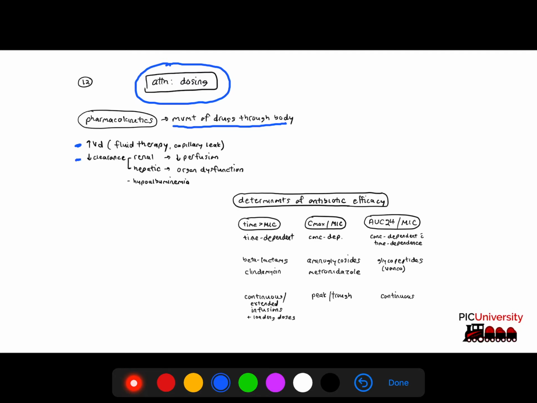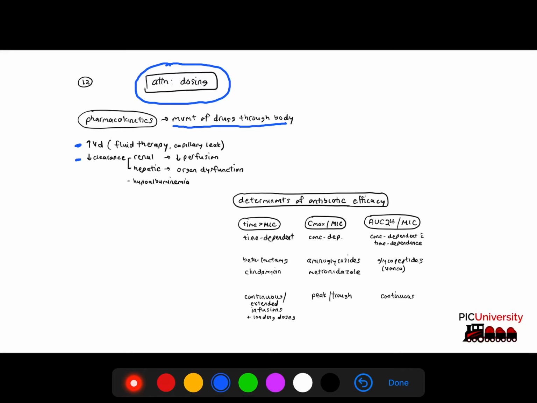Additionally, patients with septic shock often have decreased clearance of antibiotic agents, and this can be due to both renal and hepatic dysfunction, or it can be due to decreased albumin levels from inflammation, which leads to less protein-bound drug and rapid clearance that way. So, taking into account the pharmacokinetics of the drug and the patient's state, including their volume of distribution and drug clearance, we have to determine antibiotic efficacy.